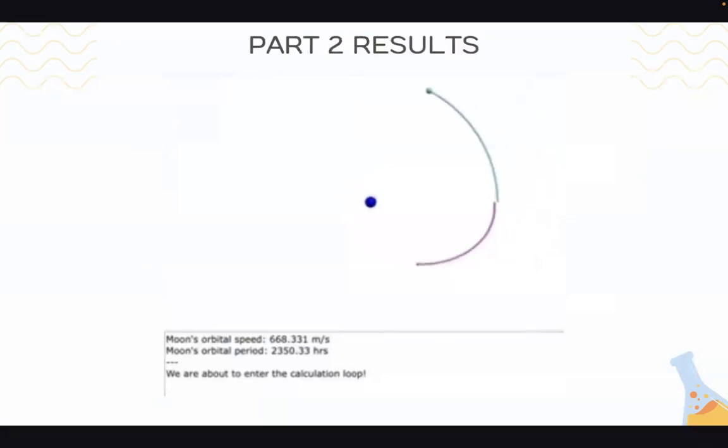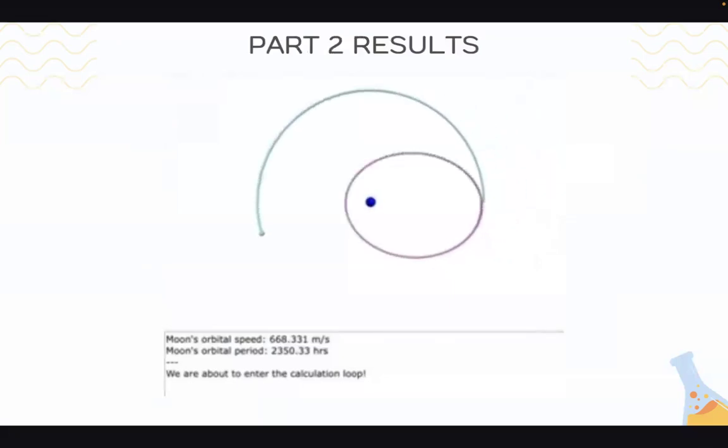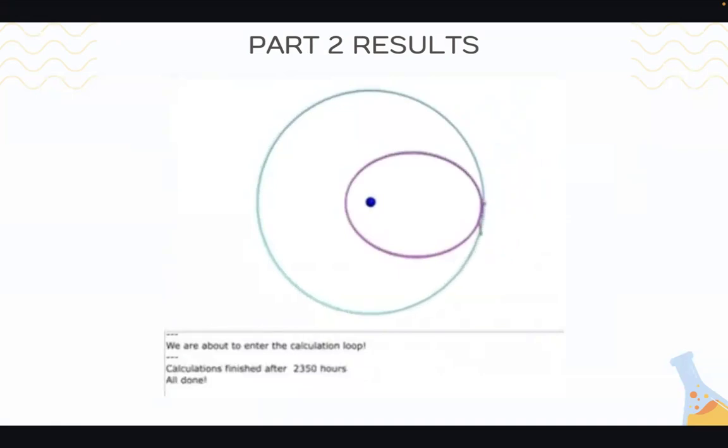And in part two, the results video, the cyan path represents the moon, the magenta path represents the spaceship. The goal was not to find one perfect answer, but to find an initial velocity that allowed the spaceship to move under the influence of both the moon and the planet without crashing. And my chosen velocity was successful because the spaceship's path clearly shows that both bodies are affecting its motion.